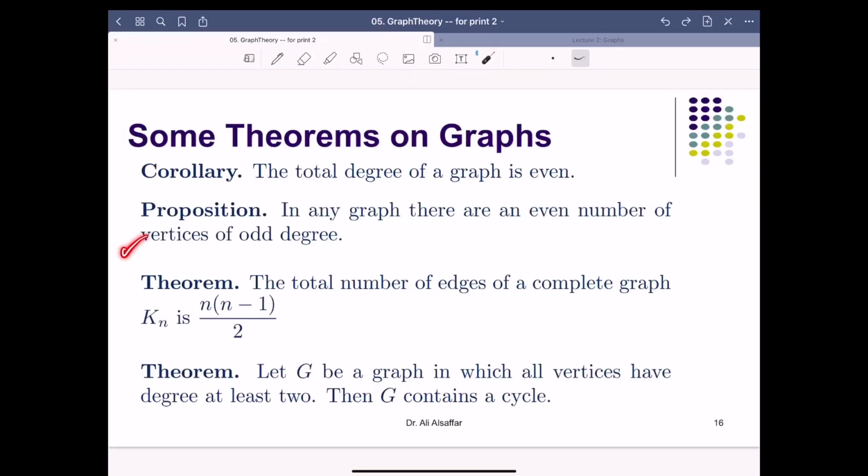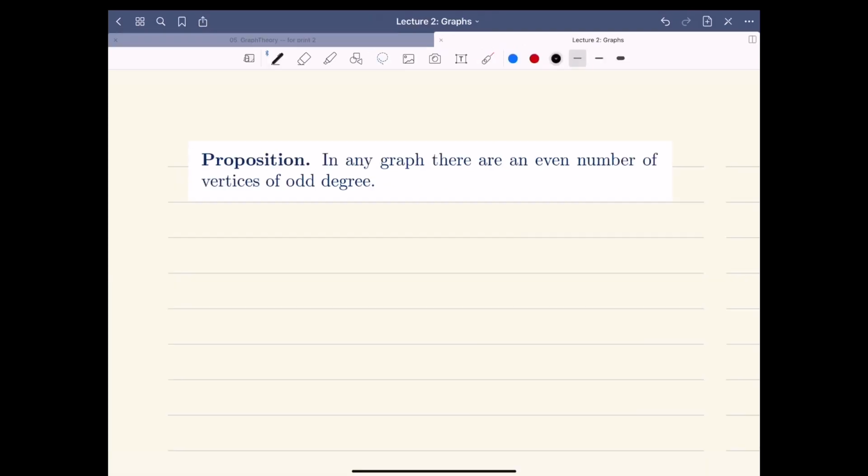Now for the next proposition, it says in any graph there are an even number of vertices of odd degree. So if you count all the vertices of odd degree, you have a graph, you just count them. How many of those vertices of odd degree? Their count is always even. So the number of odd degrees in any graph is always even.